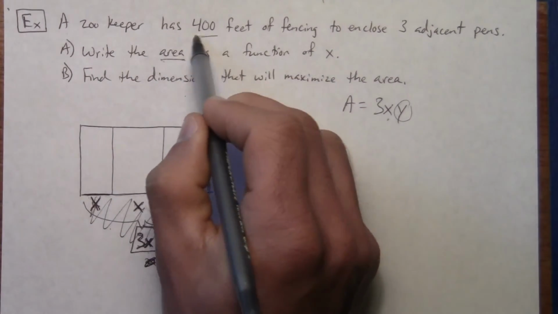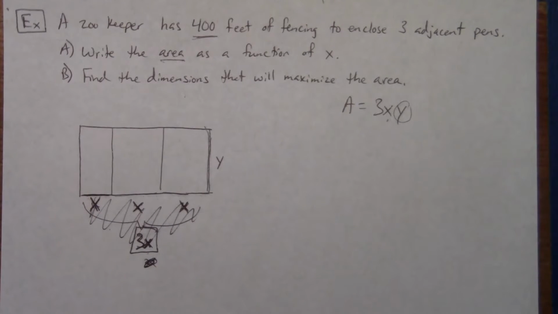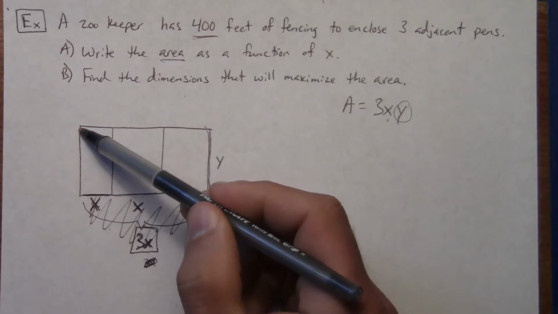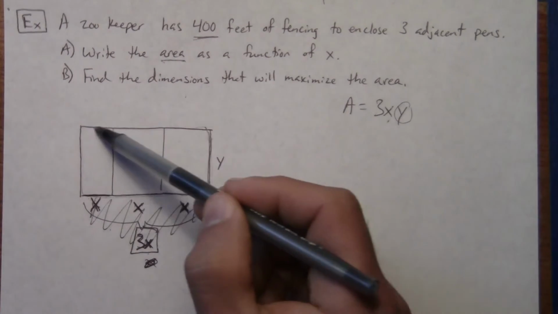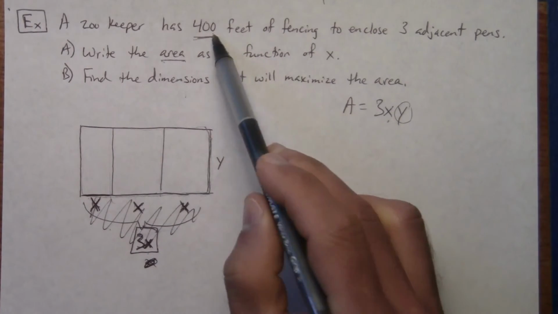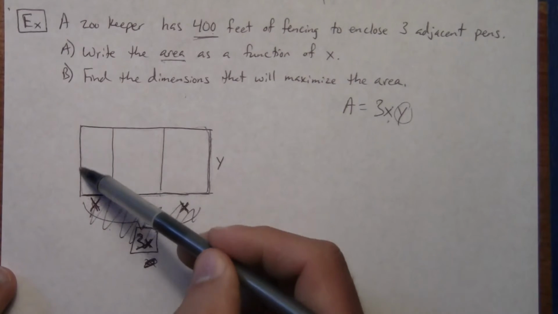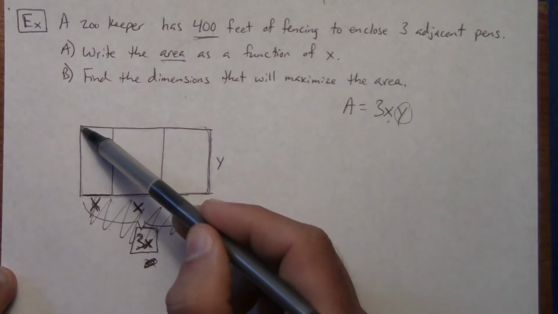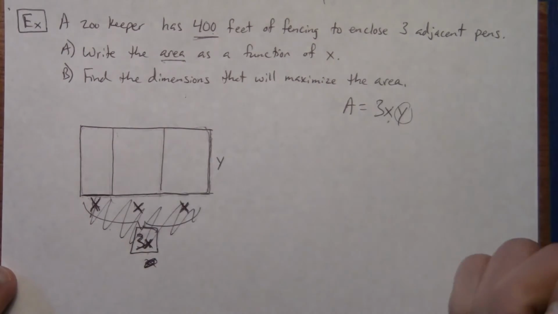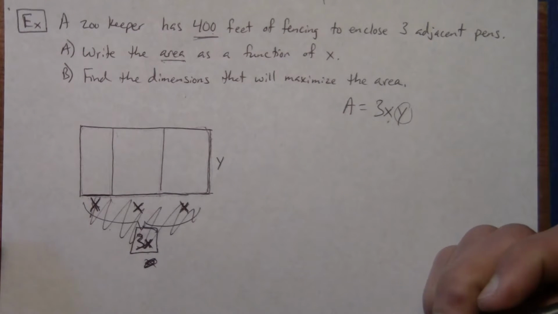So there must be a reason they told me this 400 feet. If you measured this distance, all of this, this, and this, they're saying that that's 400 feet. Well, that's kind of like a perimeter. The measuring of the outside of this rectangle is the perimeter. So they're in a roundabout way giving me the perimeter.